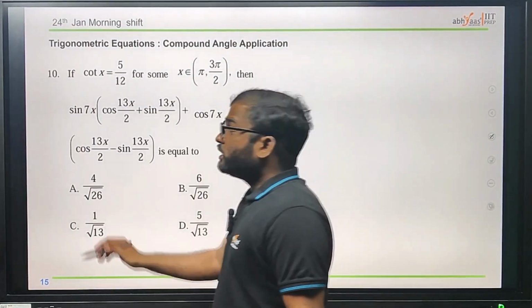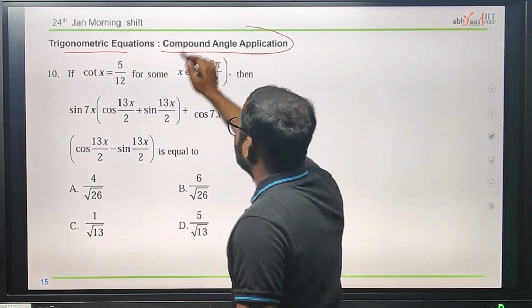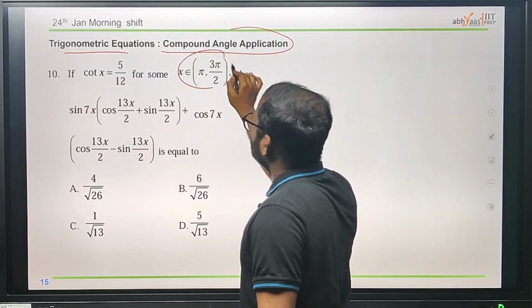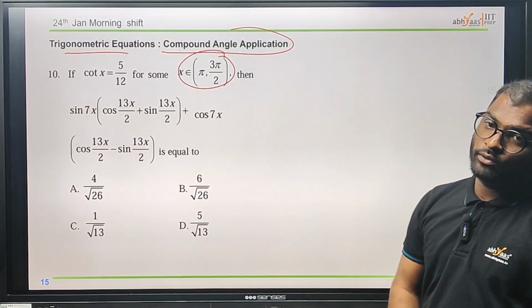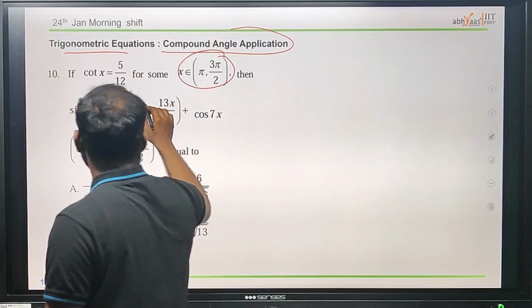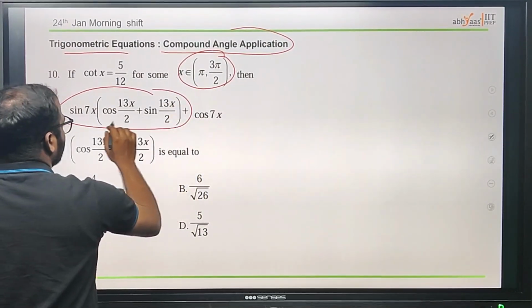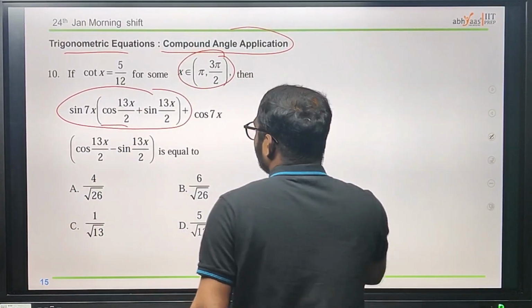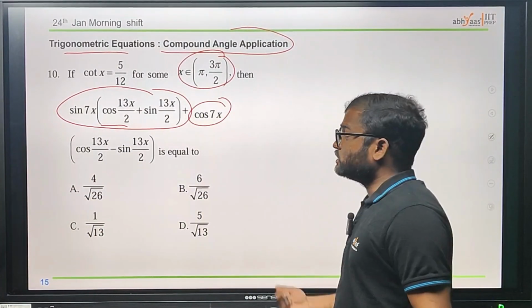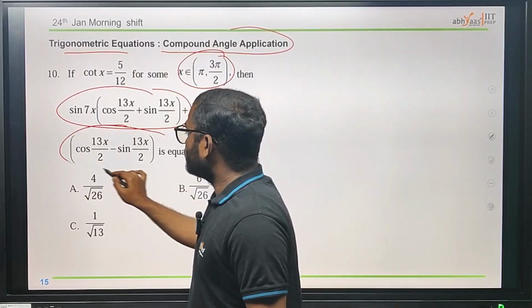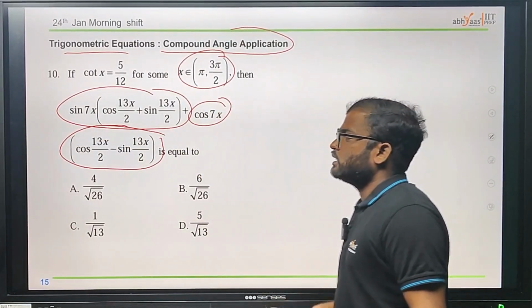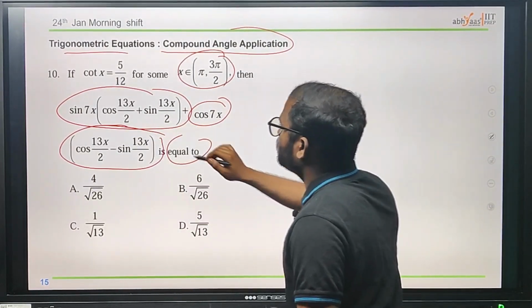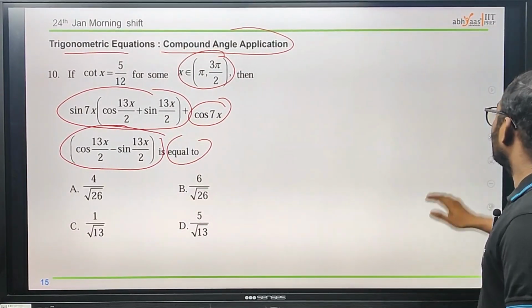Next we have a question on the basis of trigonometric equations, compound angles application. They gave cos x as 5 by 12, for x in the region pi to 3 pi by 2. Then what is sine 7x times the expression cos 13x minus, similar to a question asked in the previous session, cos 13x minus sin 13x by 2, which is equal to what? They are asking, we just need to solve this by using the trigonometric identities.